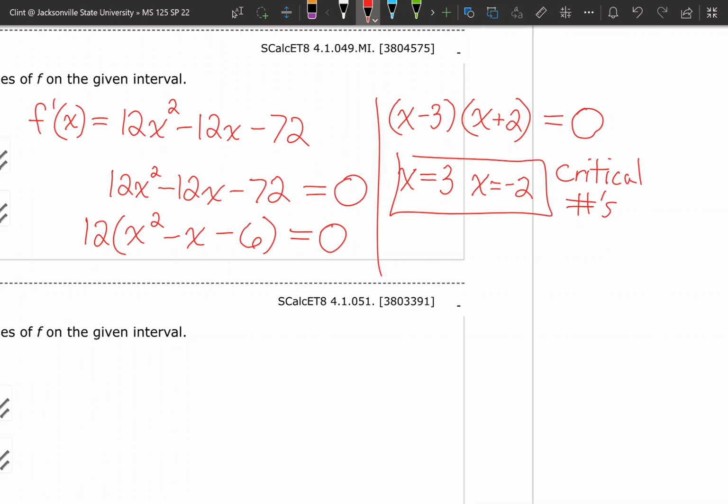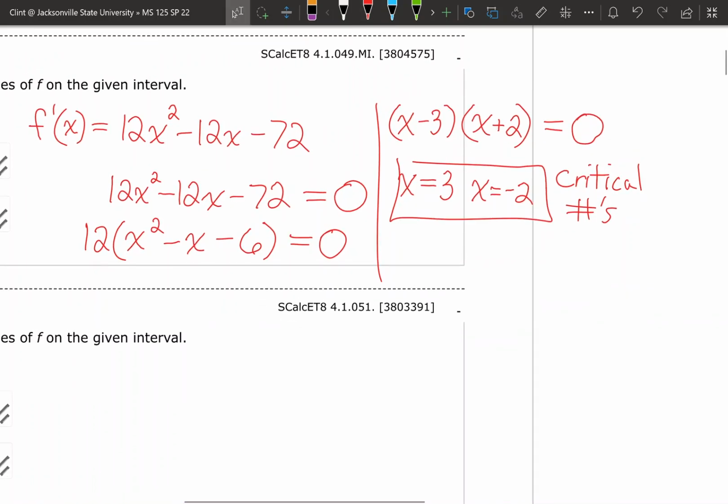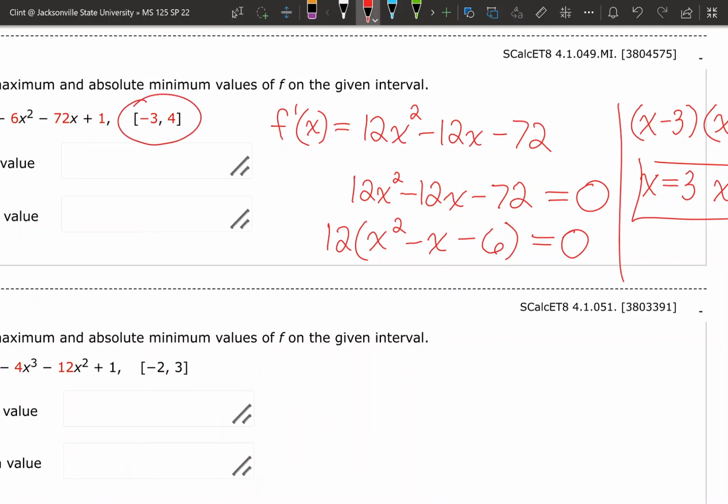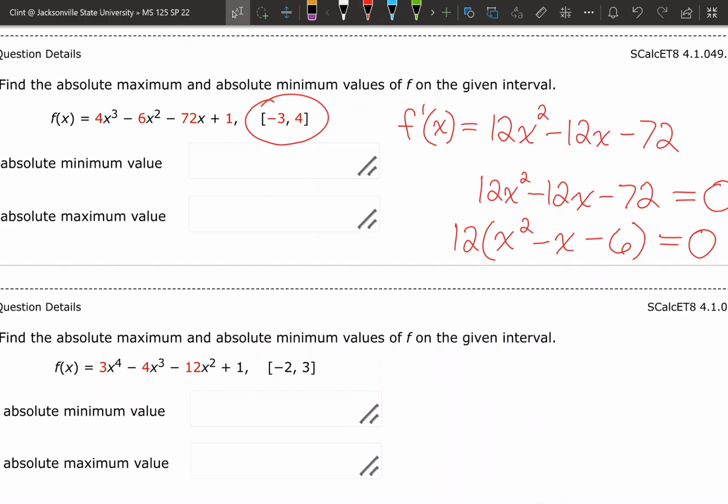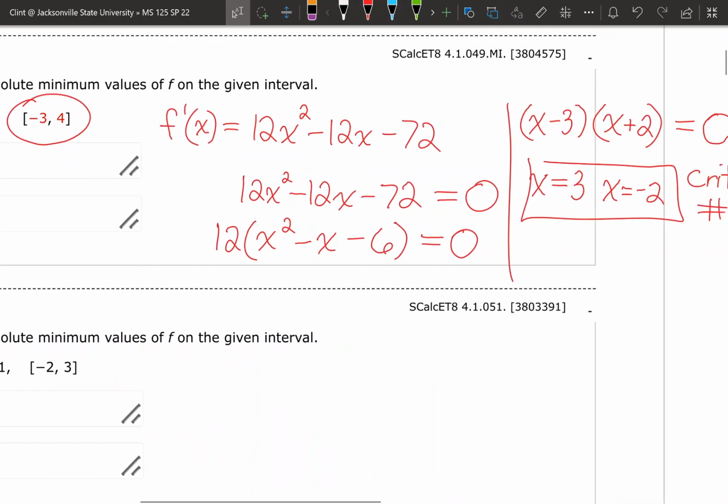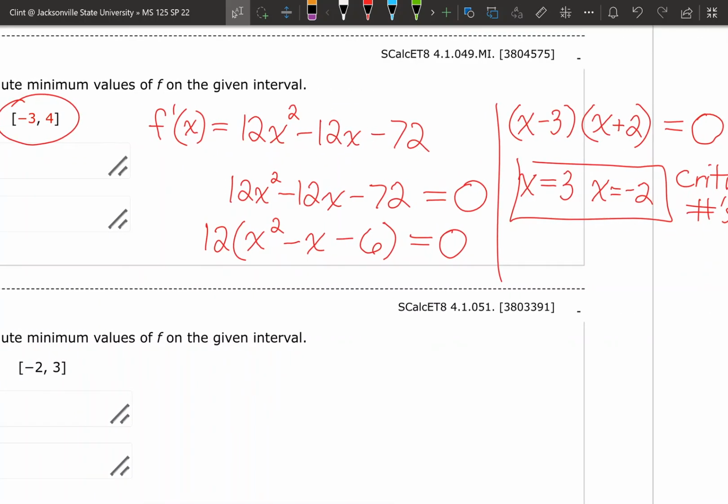Those are our critical numbers, because there's nowhere where the derivative would not exist. A derivative would not exist if we had some x value that makes it undefined, but it's just a polynomial, so we don't have that on this one. So we take our critical numbers and the endpoints, negative 3 and 4, and plug those into our original function to see what gives us the biggest and smallest values, our absolute maximum and absolute minimum. So we have 3, negative 2, negative 3, and 4.